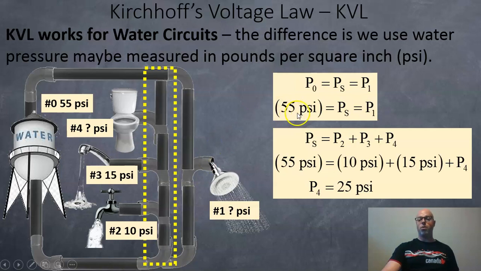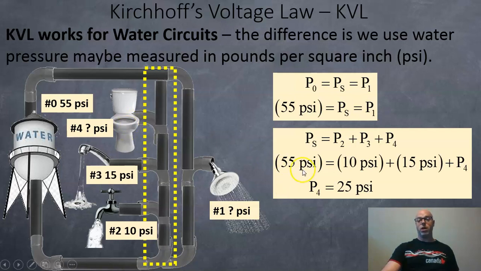So we can figure out what the psi is for the shower head. It's going to be equal to 55 psi. And then going through this series circuit, there's going to be 55 psi pushing the water this way. So if the faucet here is using 10 psi pressure, and this faucet is relieving the system of 15 psi, then how much psi must be going through the toilet when it's flushed at this point? So we can find out.